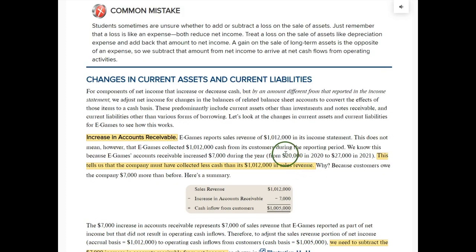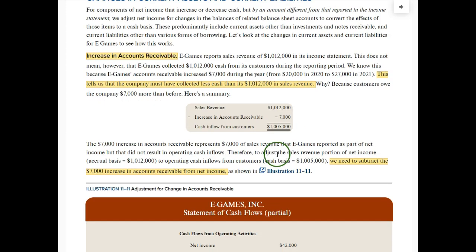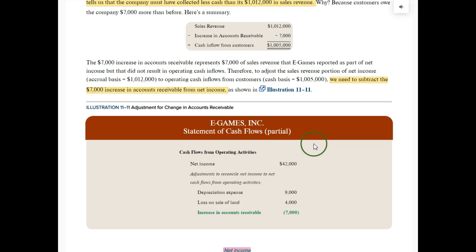Now we're going to look for non-cash current assets and how they changed from year to year. So what we'll do, if we have accounts receivable that increased, we put a negative $7,000 down. You might think, well, is an increase in accounts receivable good? Well, don't think good or bad.